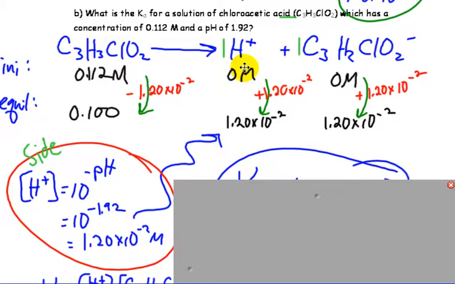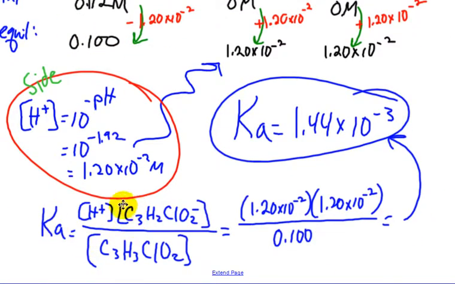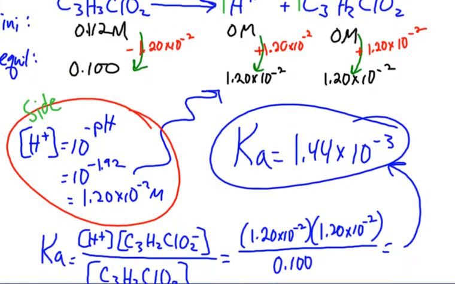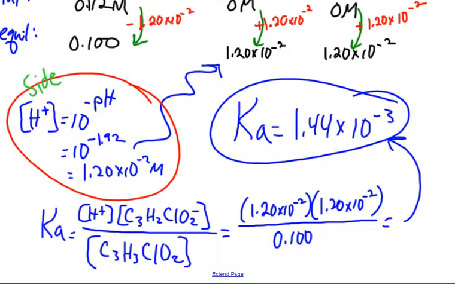So if I start off with 0 and added 1.2, I must have subtracted 1.2 from this side. So 0.112, subtract 1.20 times 10 to the minus 2, I get 0.1. Okay, and then setting up the acid constant equation, products over reactants, multiplying, and I get 1.44 times 10 to the minus 3.